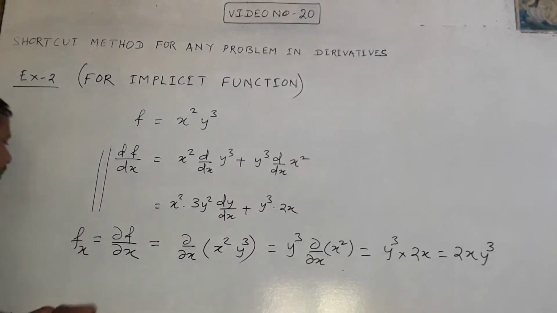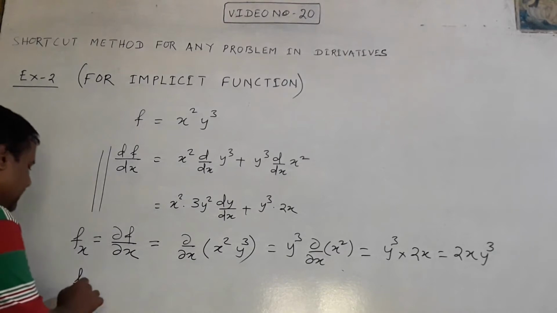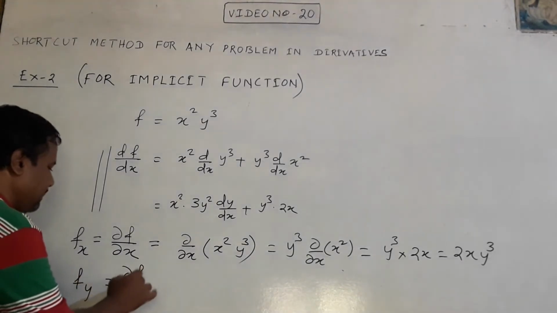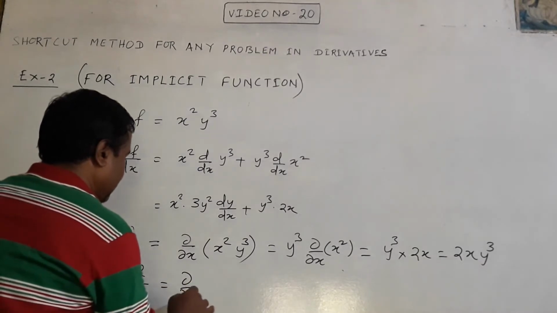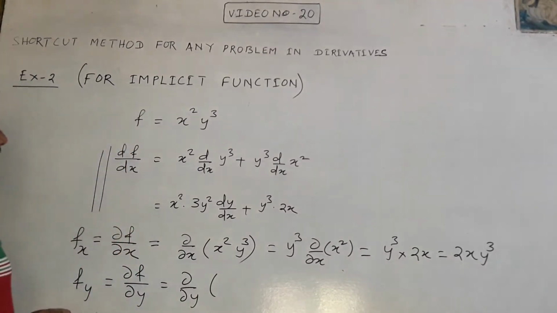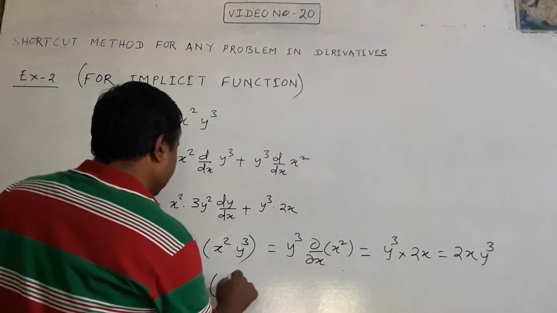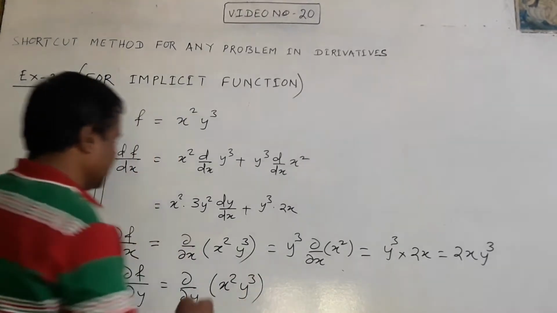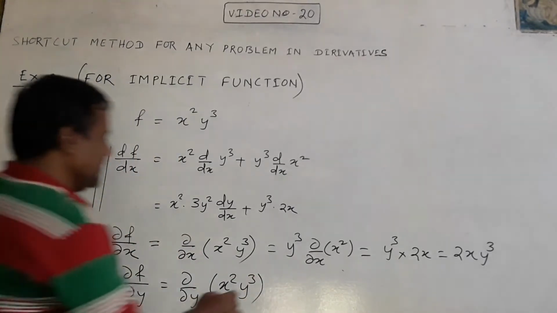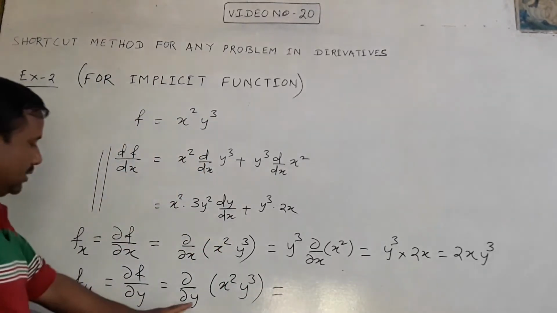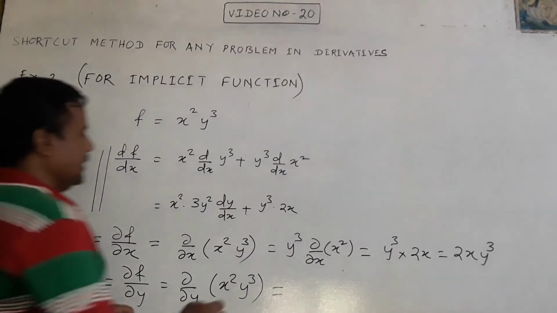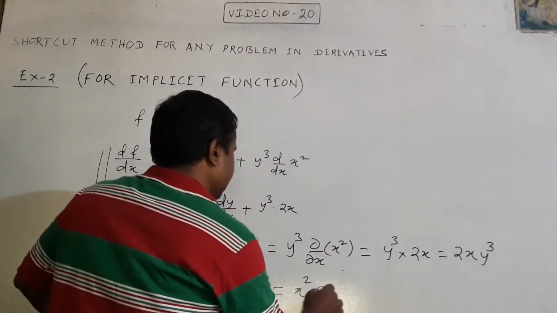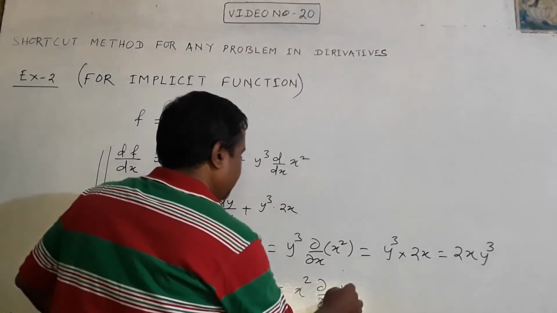Mark. If you do partial differentiation of f with respect to y, it is del f by del y. Here f means x square y cube. In this case, what will we do? It is partial differentiation with respect to y, so x will go outside. x square del by del y of y cube.